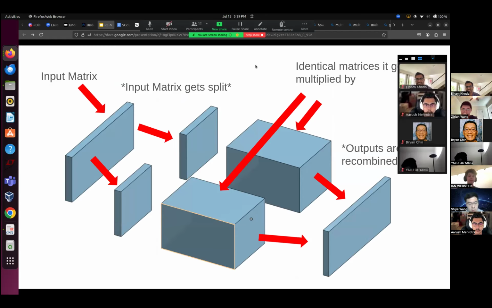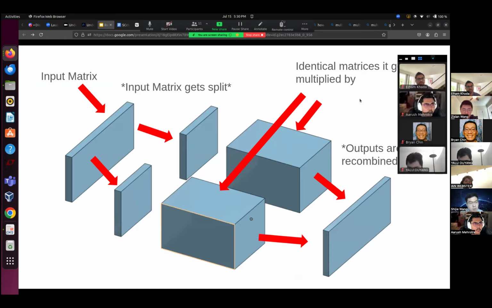Yeah, I believe, is this slide intended for sequence parallelism? This is sequence parallelism now. So instead of having the matrix get split, you're having the input get split.